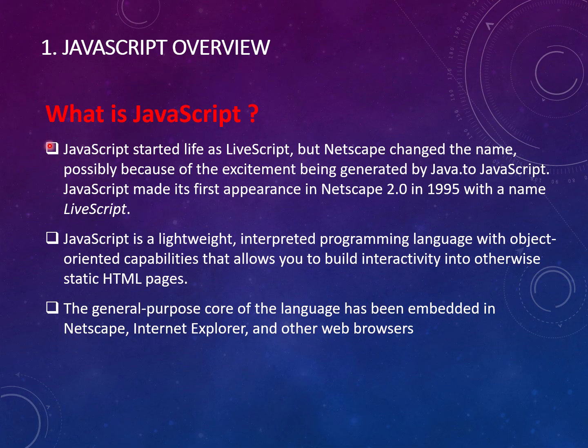JavaScript is a lightweight, interpreted programming language with object-oriented capabilities that allows you to build interactivity into otherwise static HTML pages. Interpreted programming language means the JavaScript language is executed line by line.